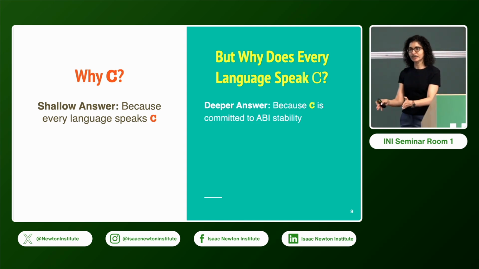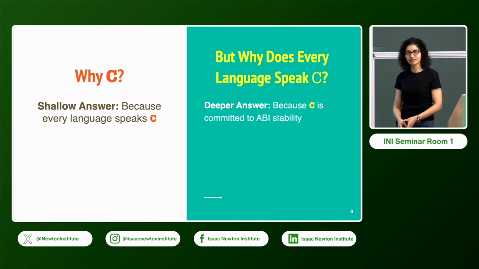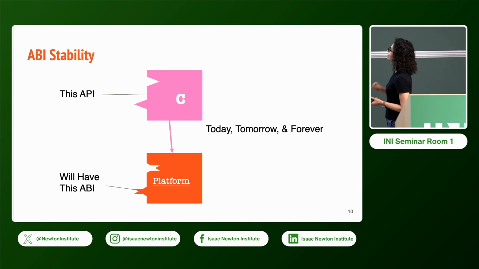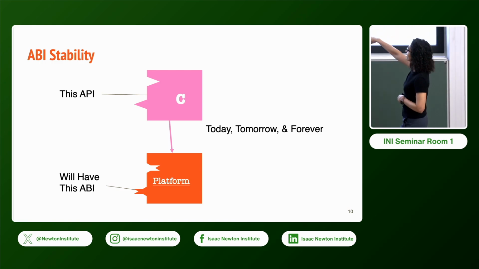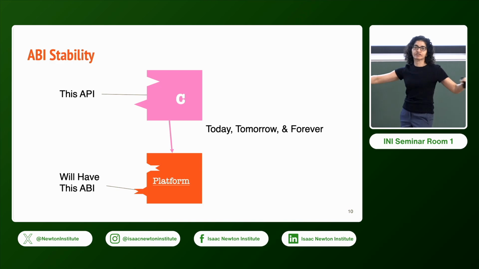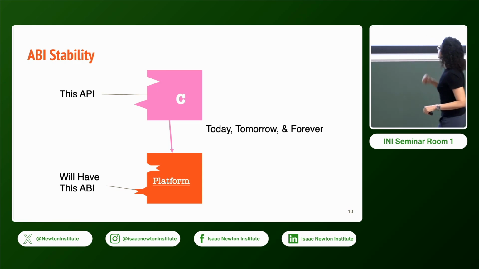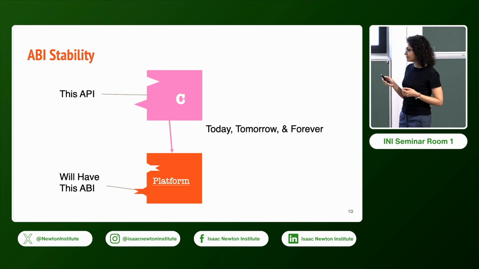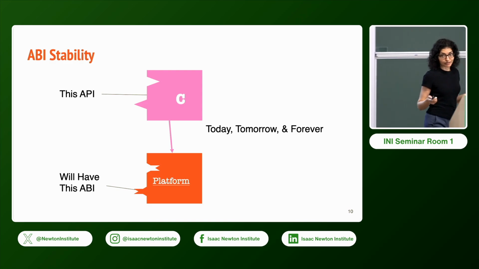They say that this is our ABI, and we promise everyone in the world that it will not change over time. So ABI stability basically says, yes, C has it for any given platform. We normally have a family of ABIs for every source language, one for every single platform. So for C, we basically have this promise that C will have this ABI today, tomorrow, forever.